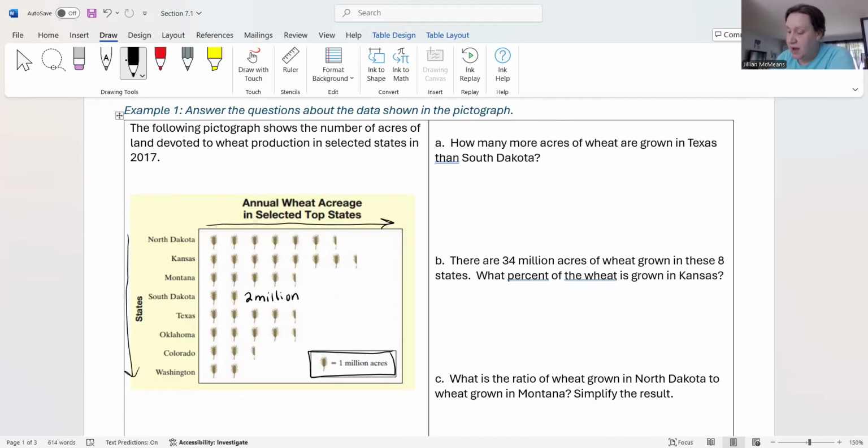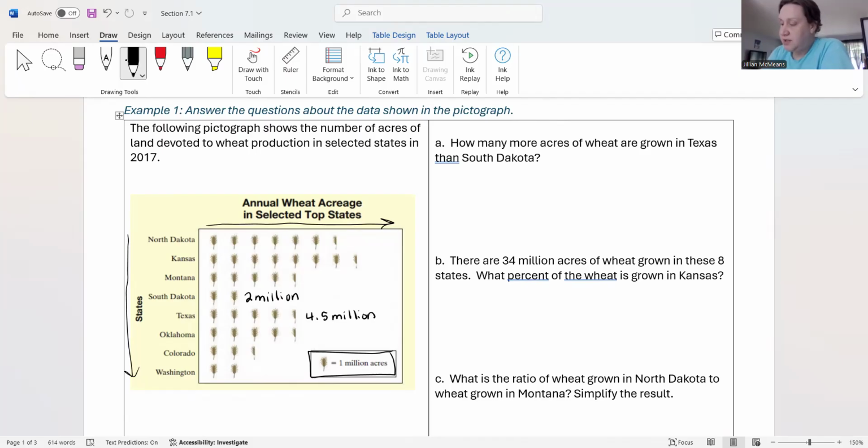Okay. So we're going to say approximately 2 million acres in South Dakota. And then Texas, we have 4.5 sprigs of wheat. So we're going to say this is 4.5 million acres, okay? So again, it doesn't mean that Texas has exactly on the nose 4.5 acres of land devoted to wheat production, but whatever value of acreage that was devoted to wheat production in 2017 was real close to 4.5. It would have rounded to 4.5. It was closer to 4.5 than 4, okay?